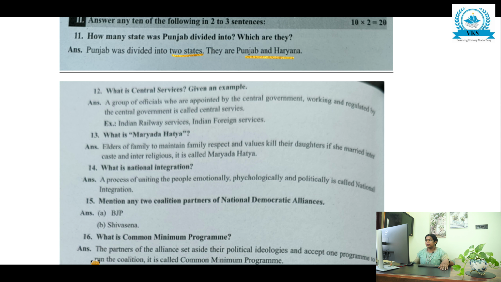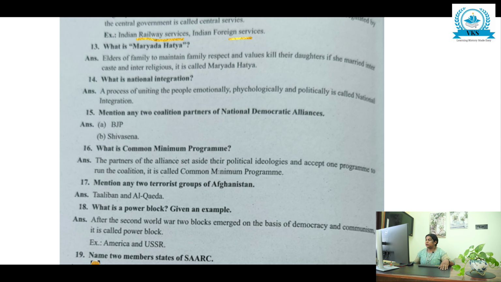What is central services? A group of officials were appointed by the central government, working and regulated by the central government is called as central services. Example, Indian Railway Service and Indian Foreign Service. What is Maryada Hatya? Elders of family, to maintain family respect, values, kill their daughters if she married intercaste and interreligious person, that is called as Maryada Hatya. What is national integration? A process of uniting the people emotionally, psychologically and politically is called as national integration.